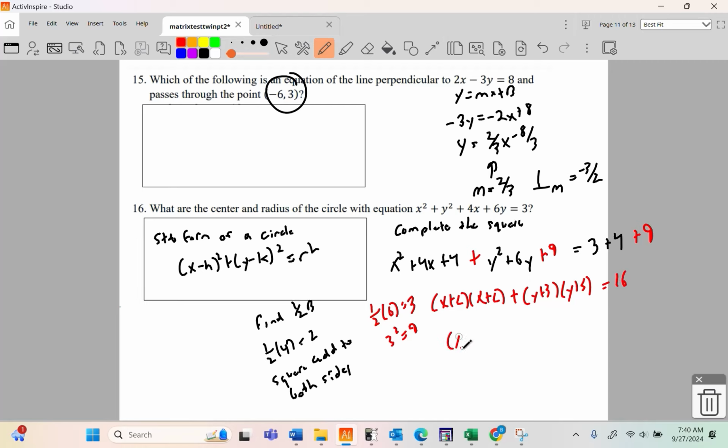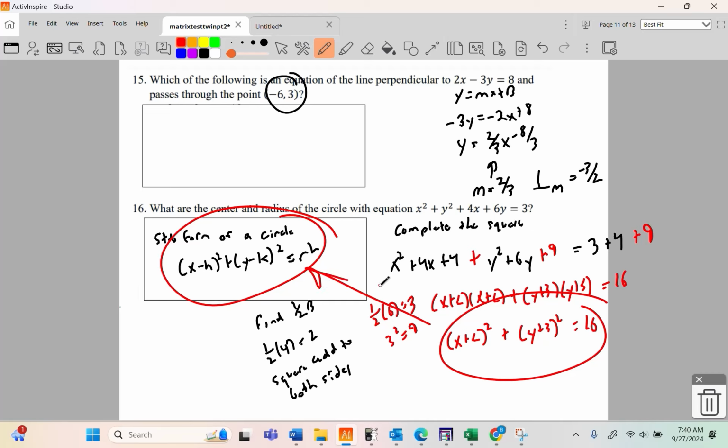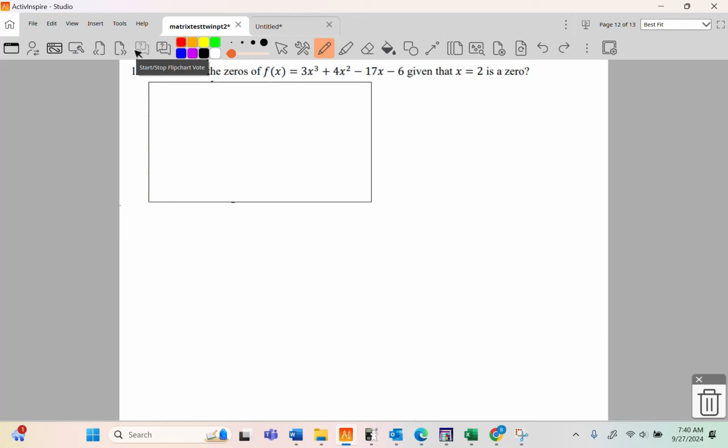Now, something written twice is squared, at least in my mind. And this now looks like that. Change sign when you leave parentheses. The center is at negative 2, negative 3. Notice how r squared lines up with 16? Means the radius is 4. Easy stuff, bro. Easy stuff.